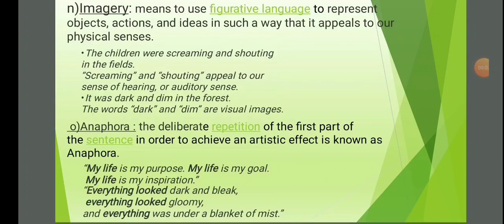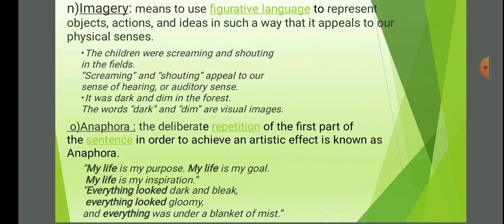Next figure of speech is imagery. Imagery means to use figurative language to represent objects, actions, and ideas in such a way that it appeals to our physical senses. It means in this figure of speech, the words used in the figurative language open the 5 senses of our body, so that we can imagine all the things written in a poetry or in any literature, and after reading we can visualize it.